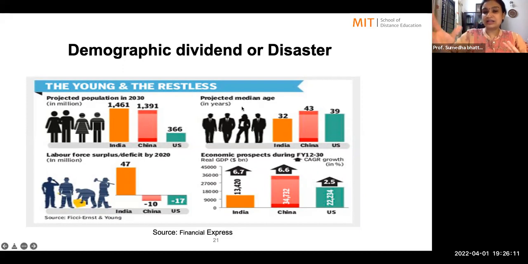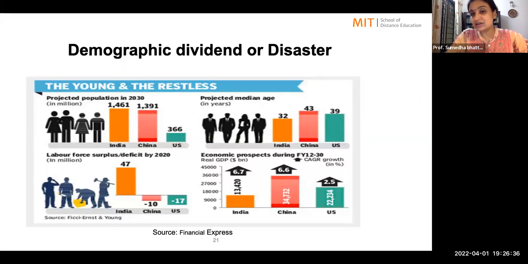More like an icing on the cake is that India is going to have a median age, that is an average age of 32, which is the youngest of all. China 43 and US 39. But the challenging part is the economic prospects. The growth rate in India is going to be 6.7%, and the real GDP of India is the lowest.